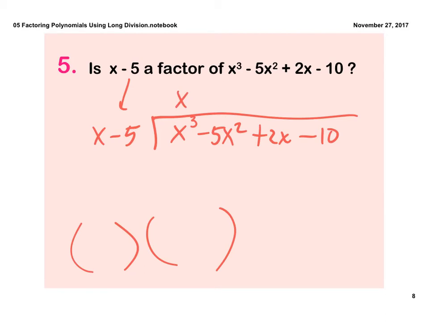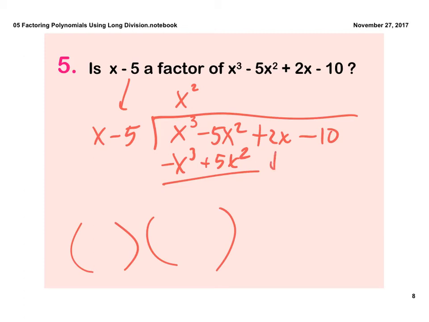I can make it x squared. And x squared times the x makes x to the third. X squared times the negative 5 makes negative 5x squared. And that's cool. They both drop out. Wait, first we have to change signs. Opposite, opposite. Yeah, they both drop out.